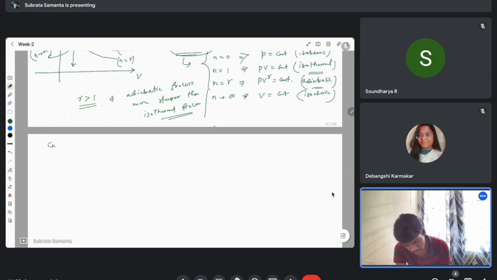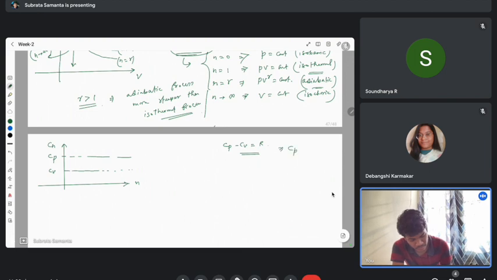So this is Cn, okay, and this is n. So let's say we denote this point H, Cp, and this is Cp. So considering ideal gas, Cp minus Cv equals R, right? So that means Cp is Cv plus R. So Cp minus Cv is always greater than 0.